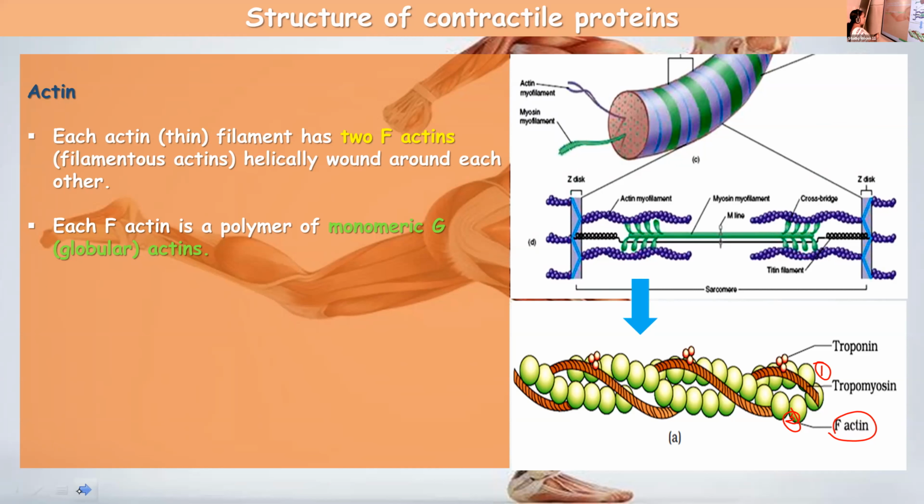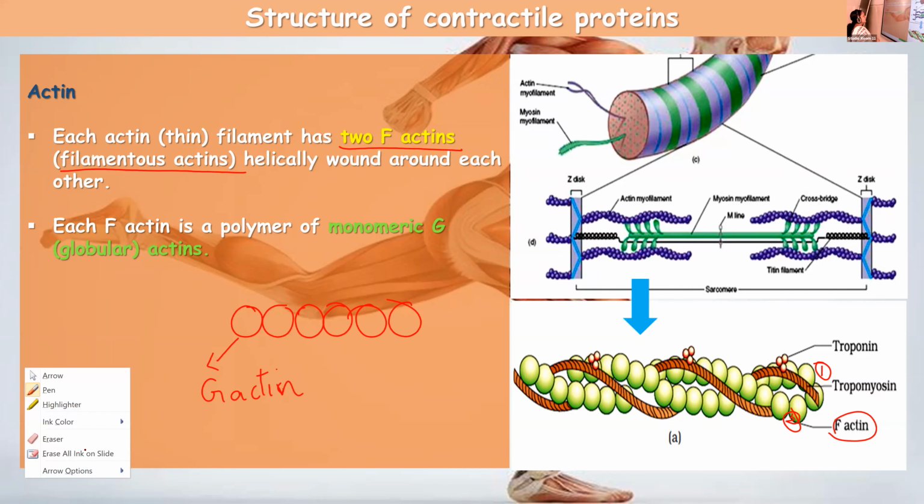So here what they have said is each actin filament is made up of two F actins or filamentous actins. They are twined around each other. And each F actin, two are there, each one is a polymer of G actin or globular actin. That is why you can see so many round structures. Each one is G actin, so that is the monomer. Several such G actins are joined together to form filamentous actin.